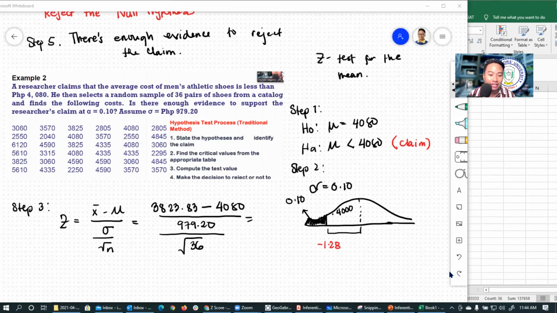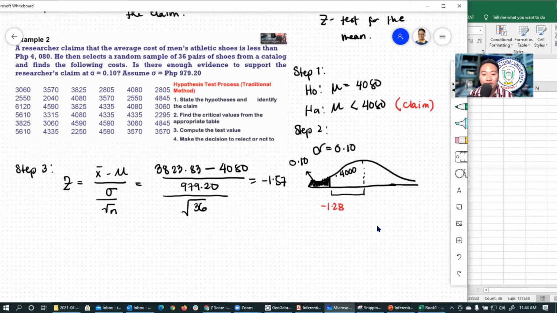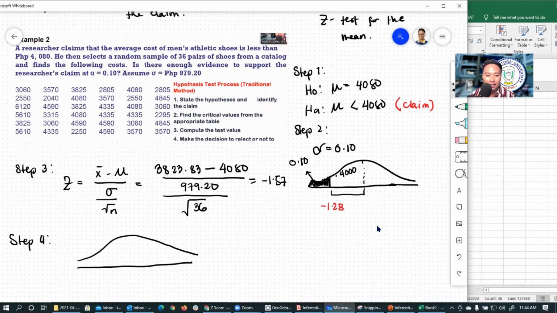Negative 1.57. Awesome. Key. So let's do step 4. Step 4, guys, is to decide whether to accept the null or reject the null. So let me illustrate it again. Oops, not that shape. So our critical value is negative 1.28. This is the rejection area.